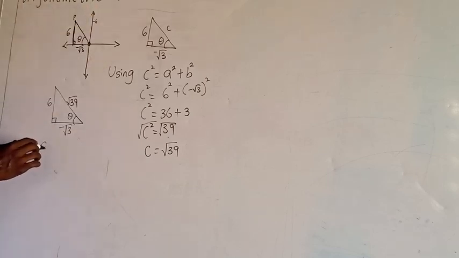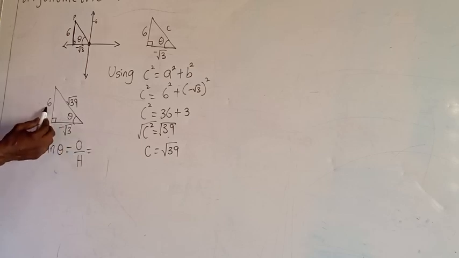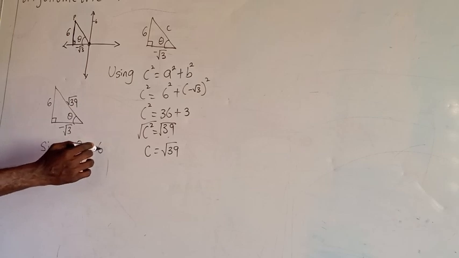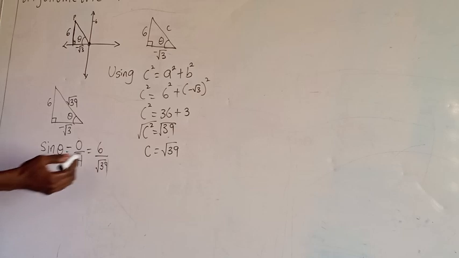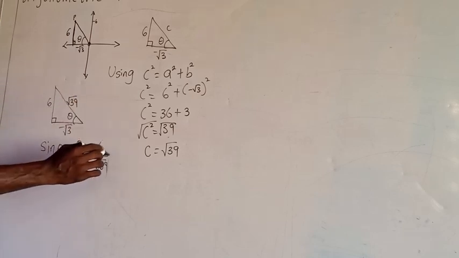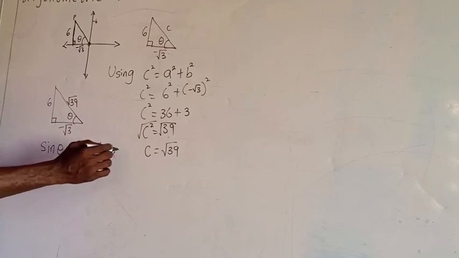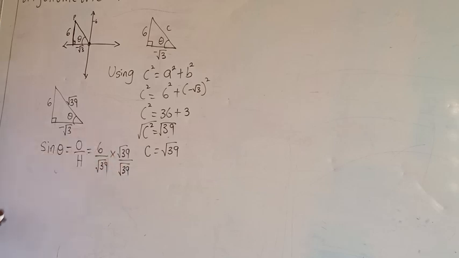Let's start with sine theta. Sine theta equals opposite over hypotenuse. Based on this, this is my theta, this is my opposite, and this is my hypotenuse. That's going to give me 6 over root 39. You shouldn't leave your answer this way; you rationalize it. So we are going to multiply by root 39 over root 39, that is, we solve by rationalizing the denominator.